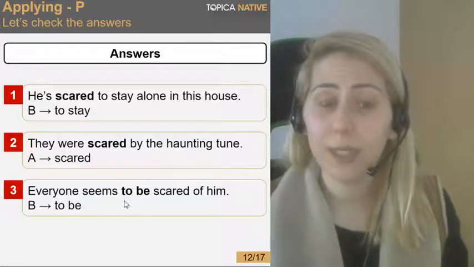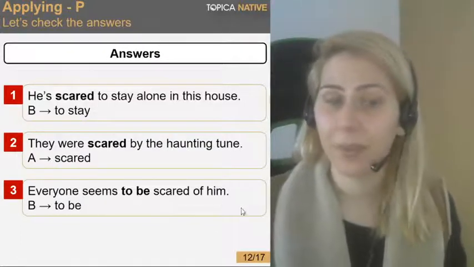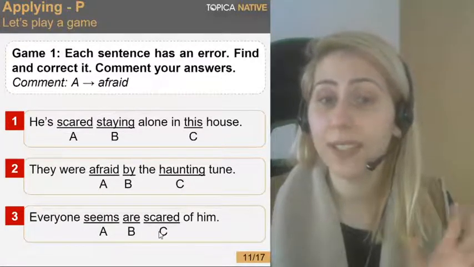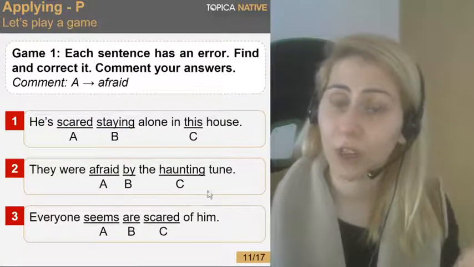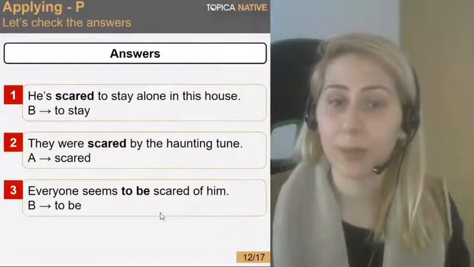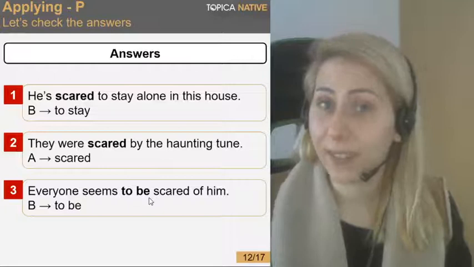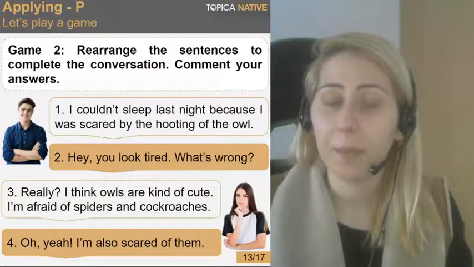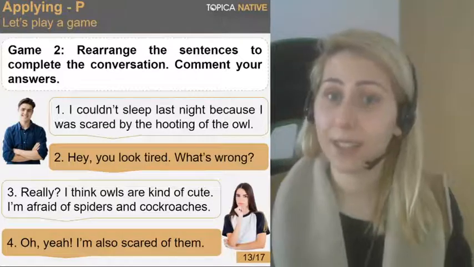And everyone seems to be scared of him. So we had an example, everyone seems are scared of him. We would change are into a to be verb. Like we said, we need the preposition to and the infinitive verb for this. Very well. Okay, let's take a look at the sentences we have up next.